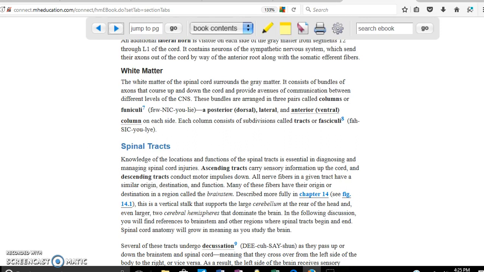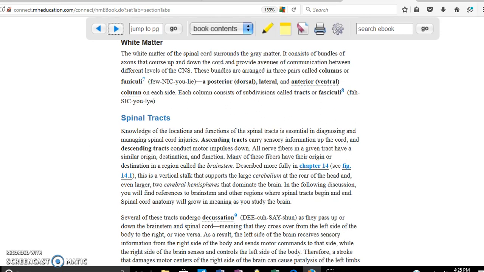Spinal tracts, we already mentioned that as well. We said we have ascending tracts, which are going to be sensory because they send the information up to your brain. And we said we also have descending tracts, right here, because those come down from your brain in order, for example, to move your muscles.